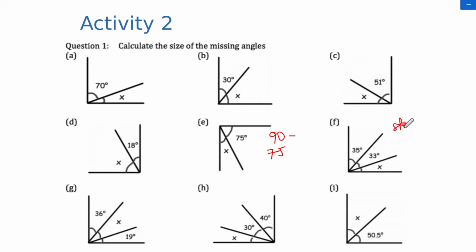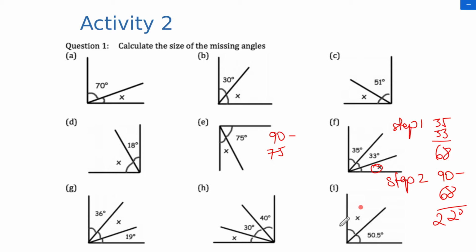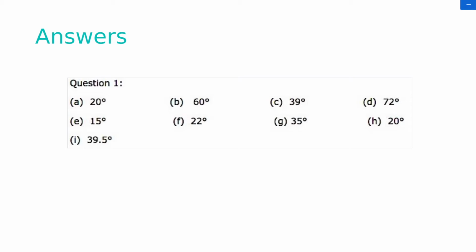Step 1 is to do 35 plus 33, which is 68. And step 2 is to do 90 degrees, take away 68 degrees. Okay, and it leaves you with 22 degrees. And that's how you find this. So here are the answers. Make sure you mark the work, and we move on after that.